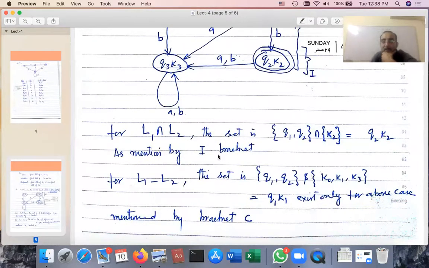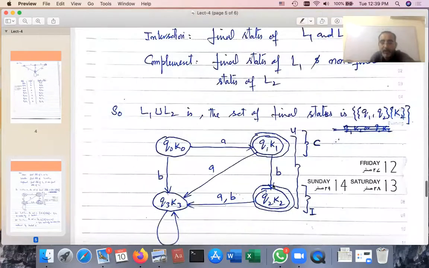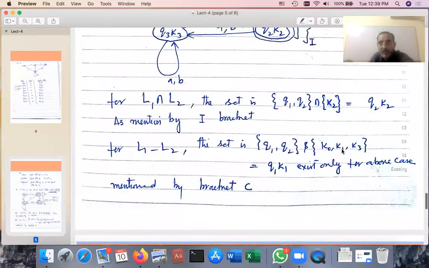Now for complement, we know the complement of L1 and L2 is L1 minus L2, and the set is L1 has these. Now have a look over this theoretical definition. It will be helpful for you. So in complement, from the drawings, you have to consider final states of L1 and non-final states of L2. Then you will have the complement. So final states of the first language and the non-final states of the second language. Then you have the complement. Let's have a look over it. So the set is this one.